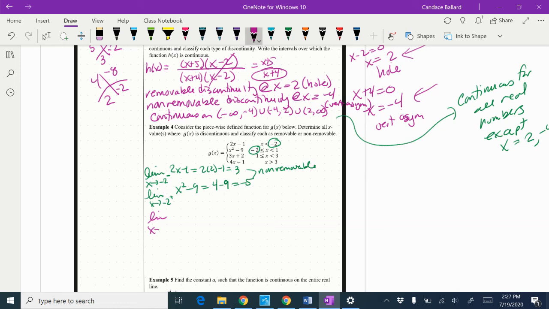So the limit as x approaches 1 from the left. Now this is the left side of this branch. So x squared minus 9 equals 1 squared, which is 1, minus 9 is negative 8. And then the limit as x approaches 1 from the right. Now from the right is this branch right here, 3x plus 2. So we've got 3 times 1 plus 2, which is 3 plus 2 is 5. So it looks like we've got another non-removable here.